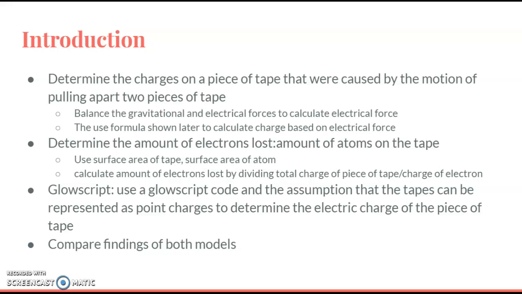Like I said, the purpose of this lab was to determine the charge on a piece of tape that was caused by the motion of pulling apart two pieces of tape. We balanced the gravitational and electric forces in order to calculate the electric force. We then used a formula that I will show later on to calculate charge based on this electric force. We then determined the amount of electrons lost as a ratio to the total amount of electrons on the tape. We used the surface area of the tape and the surface area of an atom, which we were given. We calculated the electrons lost by dividing the total charge of the piece of tape by the charge of a singular electron. I then used GlowScript code to calculate all of this computationally, and then compared the findings of both models for accuracy.